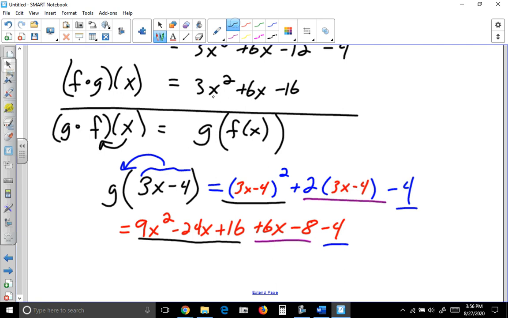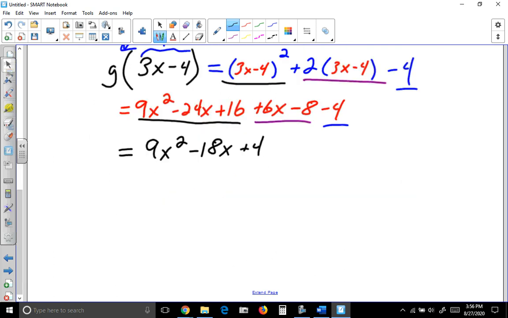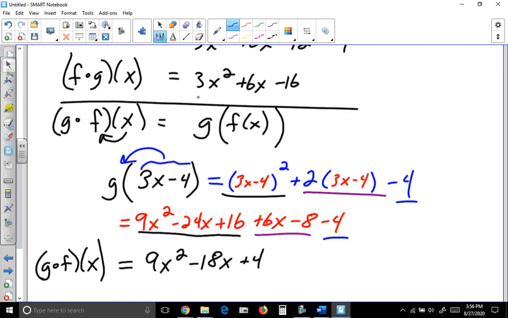So now combine like terms. So we have the 9x squared. Negative 24 plus 6 is negative 18x. 16 minus 8 is 8. Minus 4 is 4. And this was g of f. Notice those are not the same. We get different answers generally when we do our composition in the opposite order.